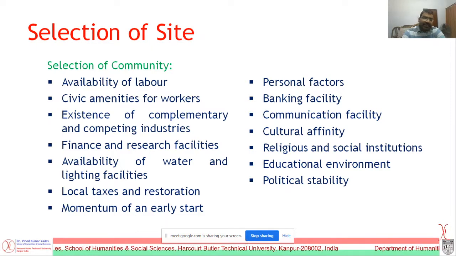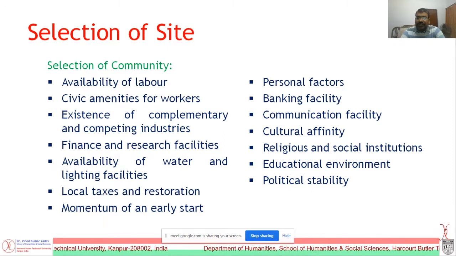Maybe because some decades back they had a single child policy, they don't have so many relations also. We have so much population, and youth class also, and because of that availability of labor is easy. Civic amenities for workers.